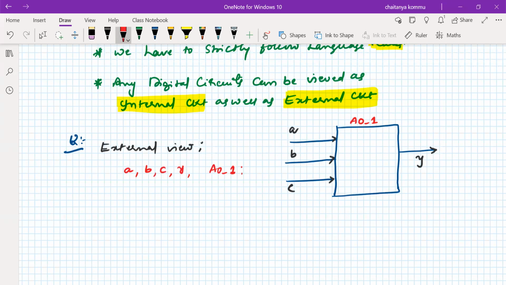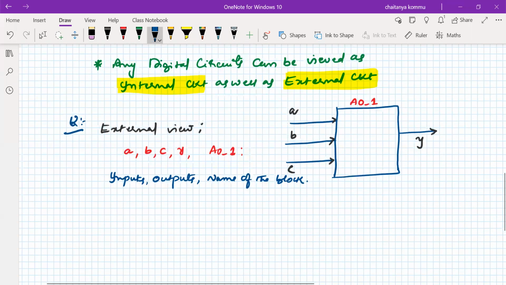So what is the external view in this particular sense? It can be inputs, it can be outputs, or it can be the name of the block also. Name of the block. Do you agree with me? That's what we can see in the external view.